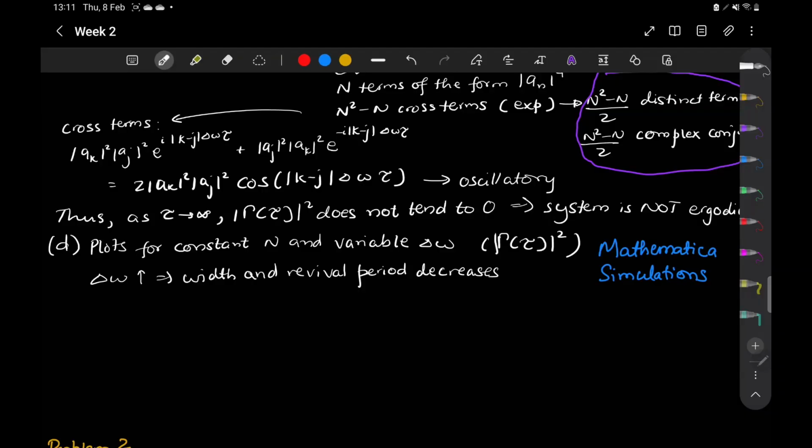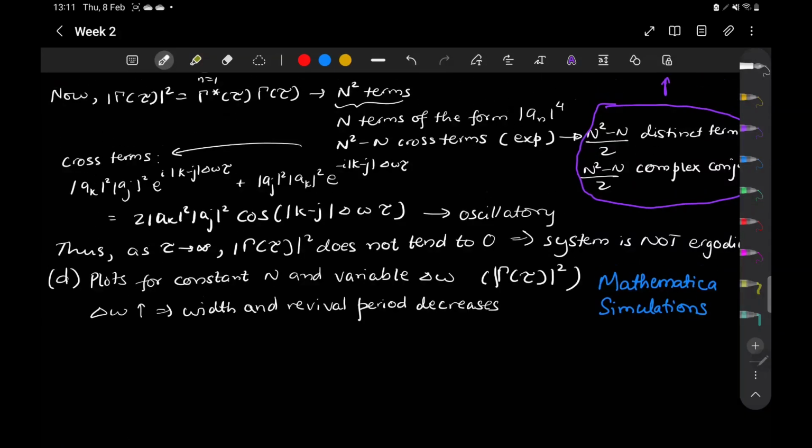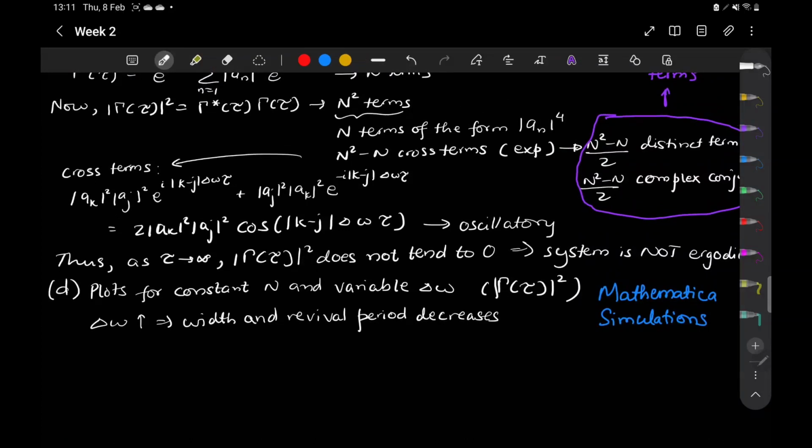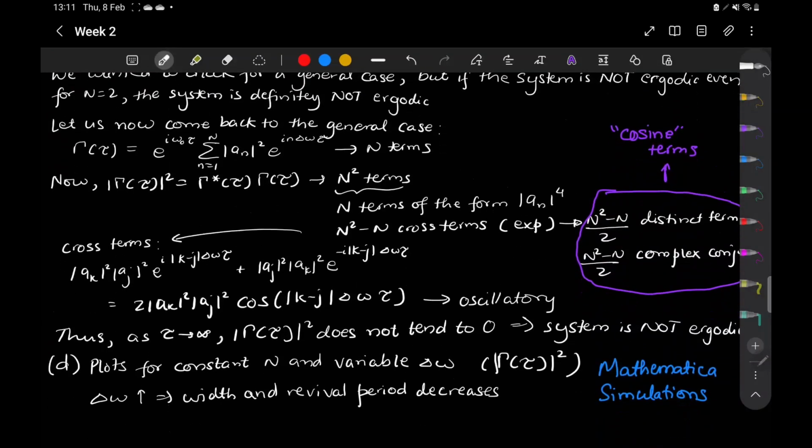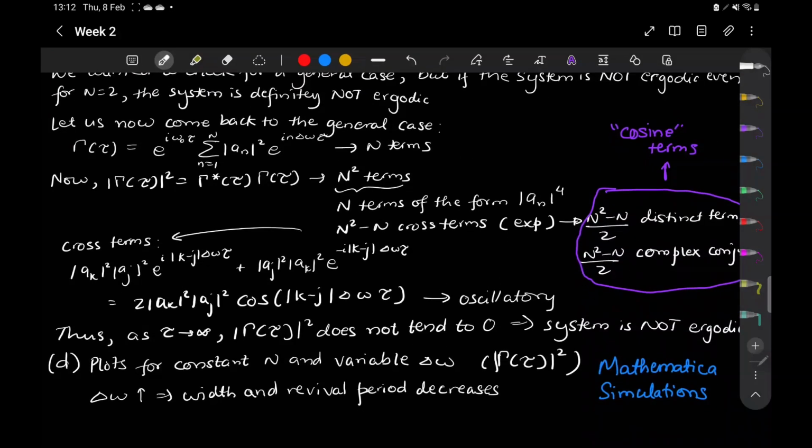Let us now get back to our question. As you saw in the Mathematica plots, as delta omega increases, the width and the revival period for the function |gamma(tau)|^2 actually decreased. So this is what we saw using these Mathematica simulations.